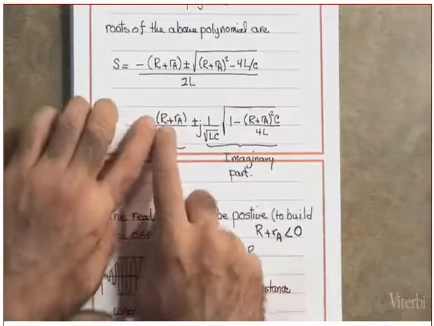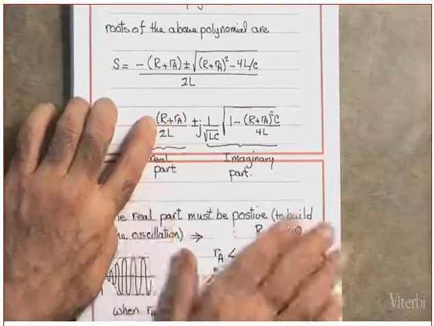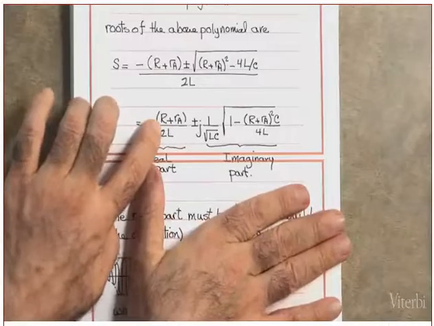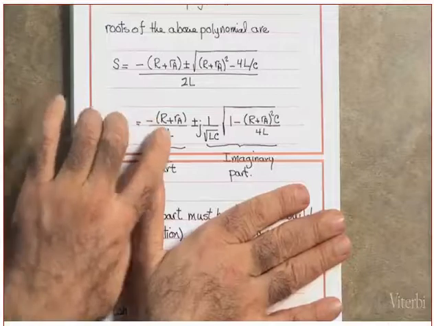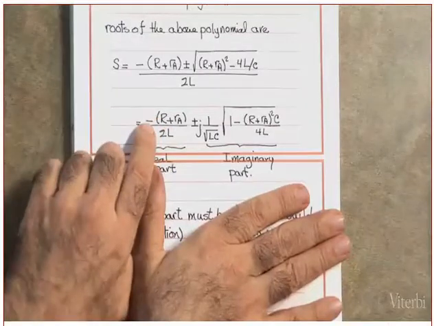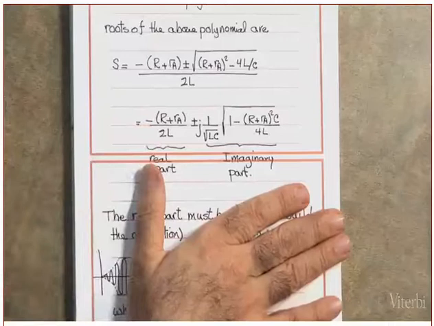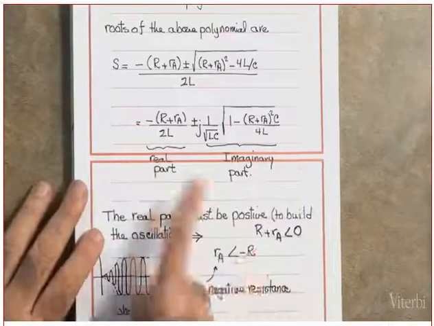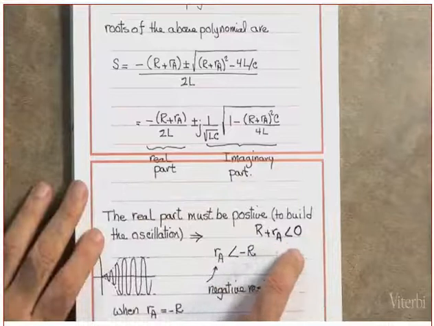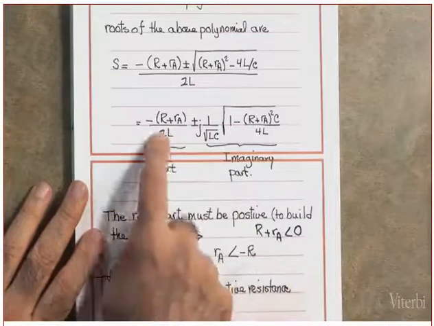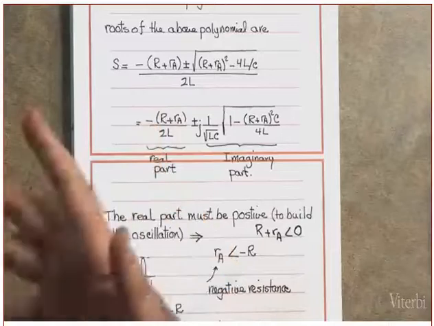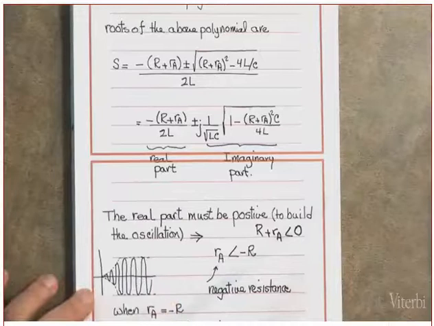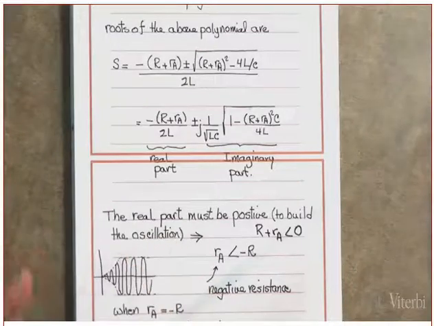But at the beginning, can you tell me what do I want R plus RA to be? Don't read. What do I want R plus RA to be? My dear, if it is positive with this negative, it means the whole thing is negative. The oscillation will decay. I want to build it at the beginning. So what do I need? I need R plus RA to be less than 0, so that this is negative. With the negative becomes positive, and the oscillation will begin to grow. Yes or no?